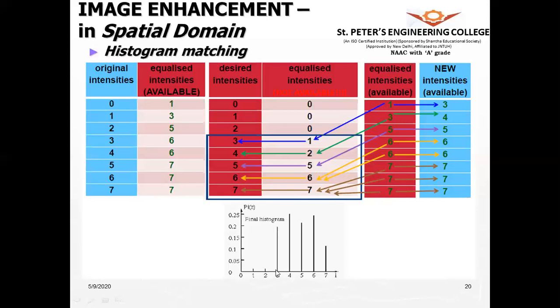Now for 3, we have the value of 6, and this will be the probability. So this will be the final histogram. Thereby, we see that the histogram matching has happened, and it's not exactly the same as what is indicated by the problem, but it is a better version, better compared to the histogram equalization. So this is histogram matching.